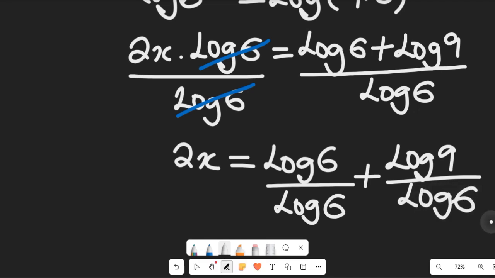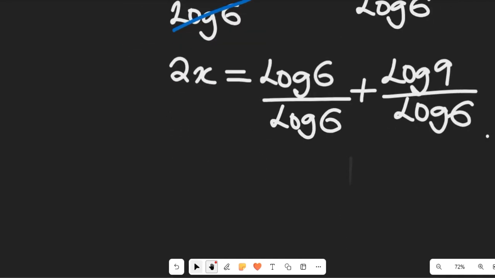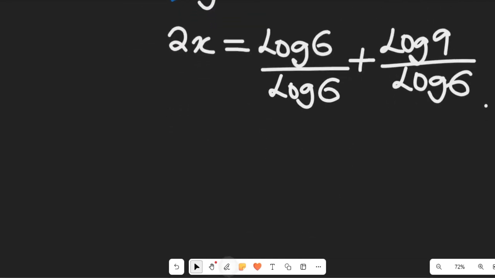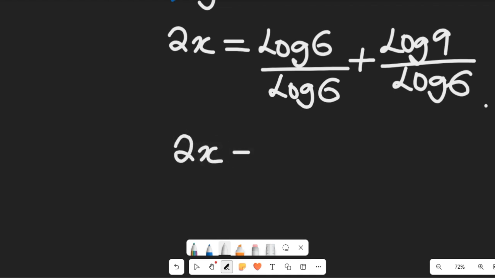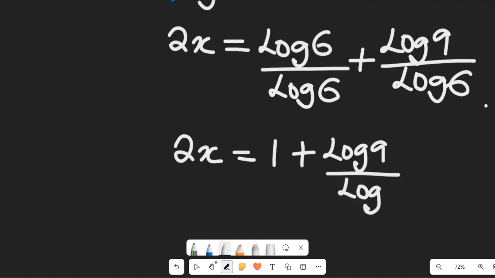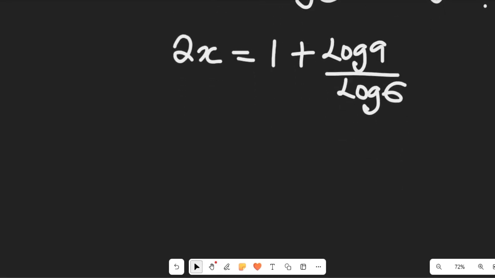So what do we do here? Log of 6 divided by log of 6 will cancel out to give us 1. So 2x is equal to 1 plus log of 9 divided by the log of 6. Great.